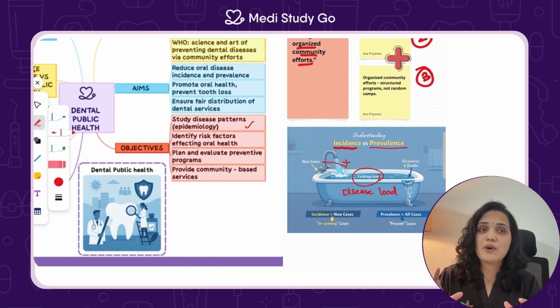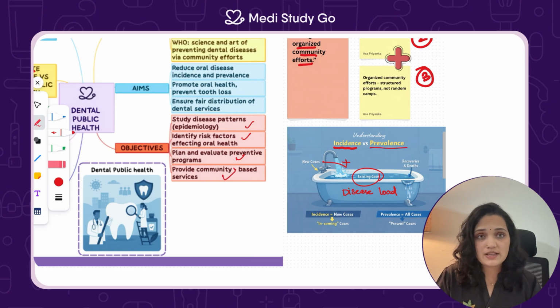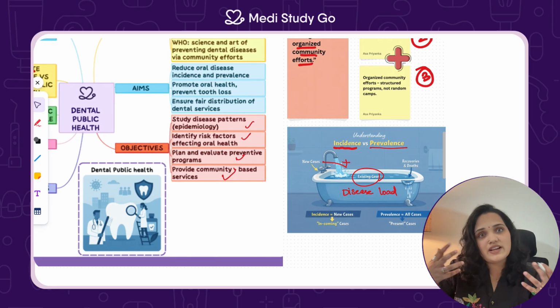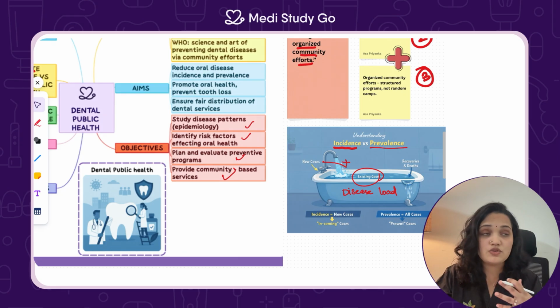Next, we also try to identify the risk groups, or we try to detect any factors that increase the likelihood of oral diseases. And then we plan, implement and evaluate programs. We also design community-based oral health programs and execute them effectively. Also, after executing them, we assess how their impact was so that we can learn and improve.